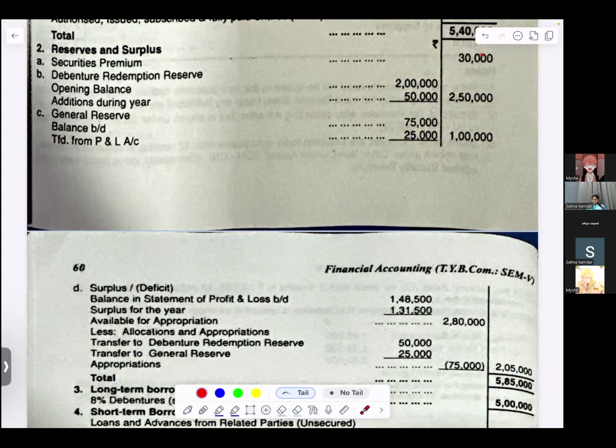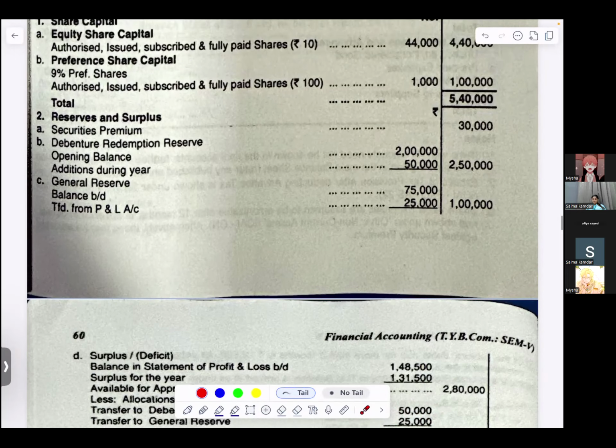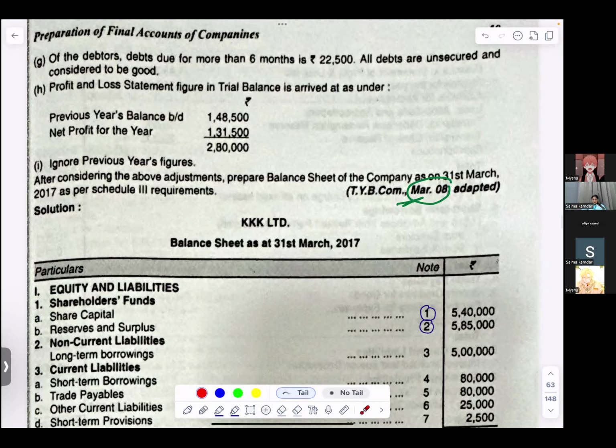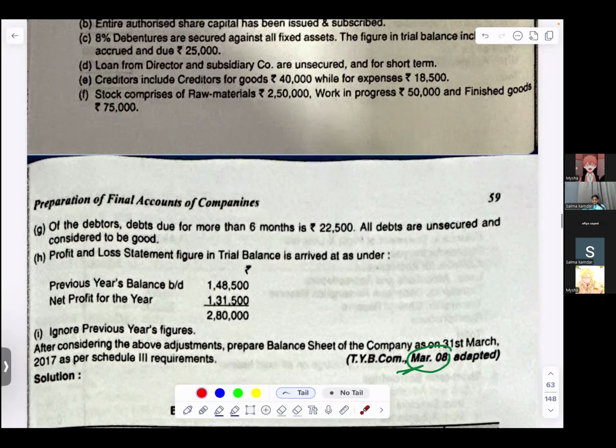You have securities premium, you have debenture, you have opening balance, and then additions. General reserves opening balance, you have additions. Then you have the balance in the statement of profit and loss. Maybe this will be given to you. From this, you're going to minus 50,000 for transfer to DRR, 20,000 transfer to general reserves. So this is what we are just showing as working. I hope you're with me. Yes. Okay, fine. Go to the next one.